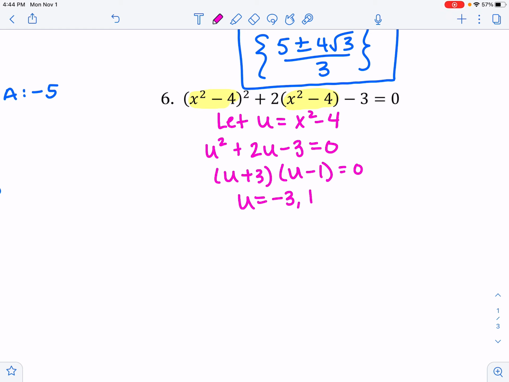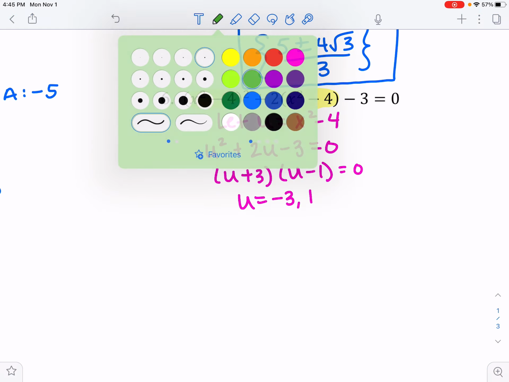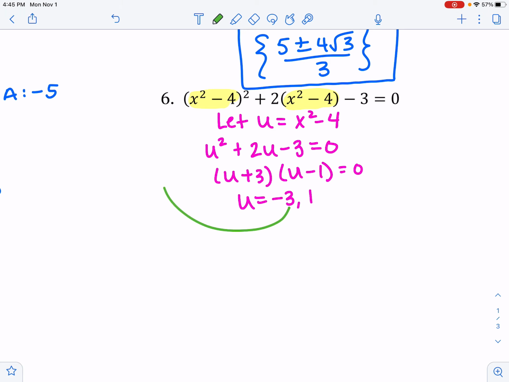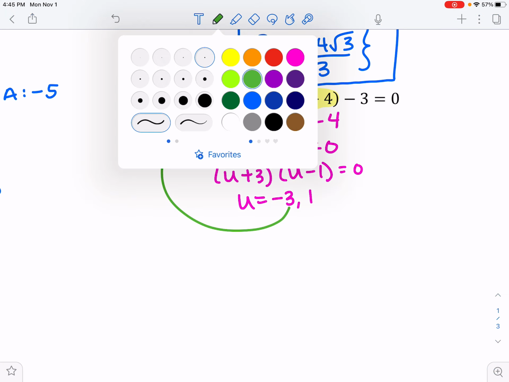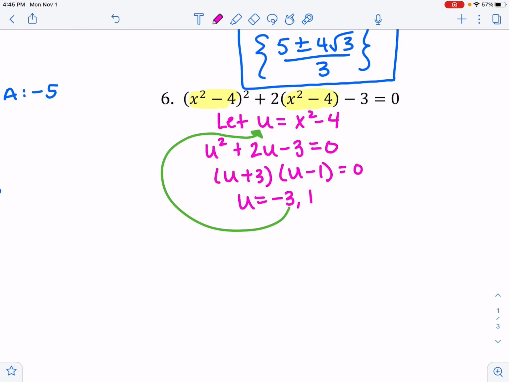Now, the question did not ask me to solve for u, it asked me to solve for x. That was my original variable. So all I'm going to do is take what I got for my u's and substitute them in for u to get my answers in terms of x. So -3 was my first answer. So I'm going to let -3 equal x squared minus 4. And then I'm going to solve. I'm going to add 4. And then my idea to square root means I'm going to have 2 answers. The square root of 1 is 1, 1 positive and 1 negative.